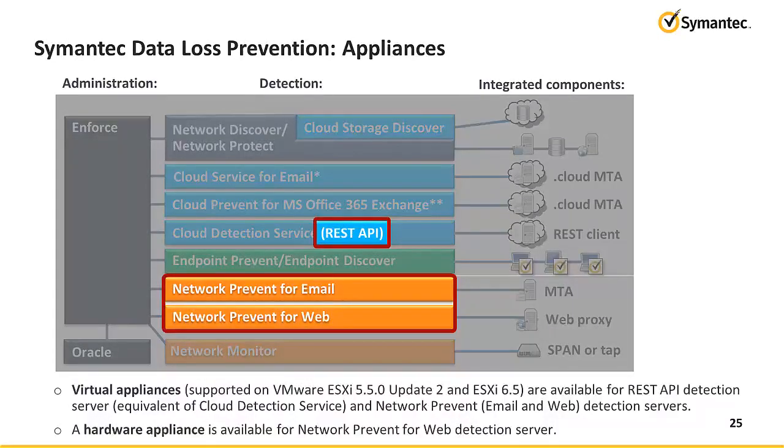These appliances are all optional for a Symantec DLP implementation because Network Prevent servers can be installed on an organization's own hardware or virtual machine, while the REST API detection server can be deployed as a Symantec-managed cloud detection service, Cloud Detector. For organizations that determine a virtual or hardware appliance is appropriate for their situation, Symantec recommends that each appliance service no more than 10,000 users.